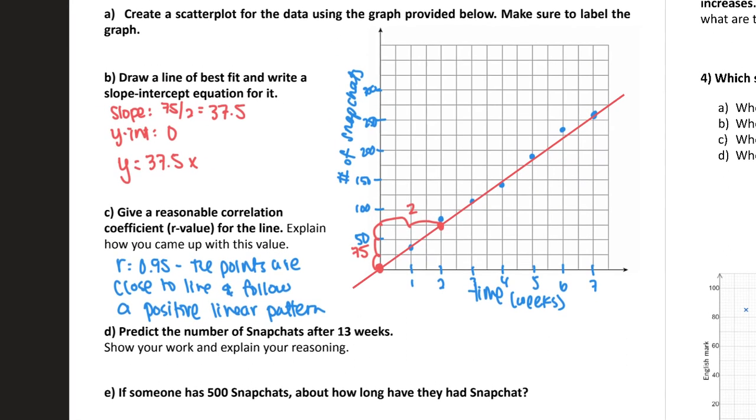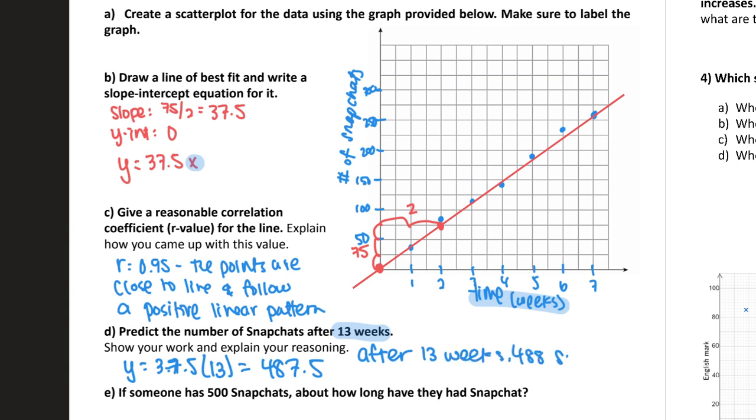Okay, now it says predict the number of Snapchats after 13 weeks. So weeks is our x variable, our independent variable, so that means we're just going to plug it in for x in our equation. So it's going to be y equals 37.5 times 13. And that's going to be 487.5. And since it's number of Snapchats, we can just round that up to 488. So after 13 weeks, 488 Snapchats will be sent.